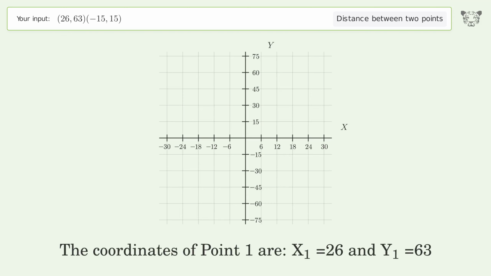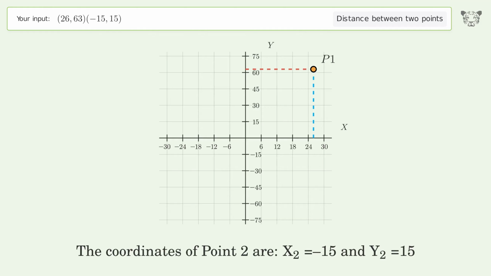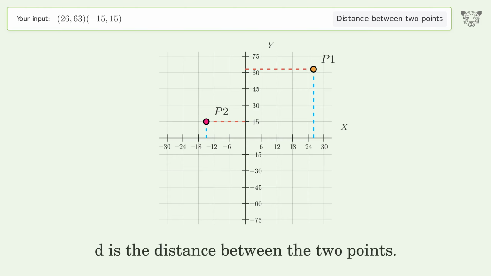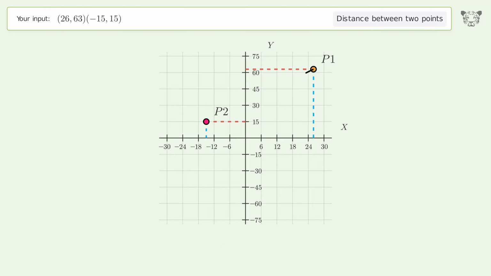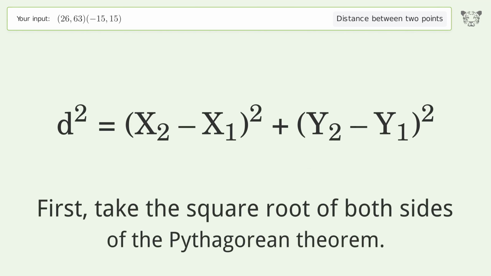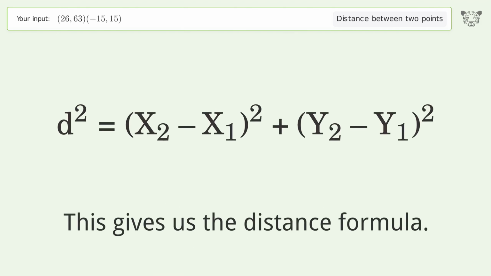The coordinates of point 1 are x1 equals 26 and y1 equals 63. The coordinates of point 2 are x2 equals -15 and y2 equals 15. D is the distance between the 2 points. First, take the square root of both sides of the Pythagorean theorem. This gives us the distance formula.